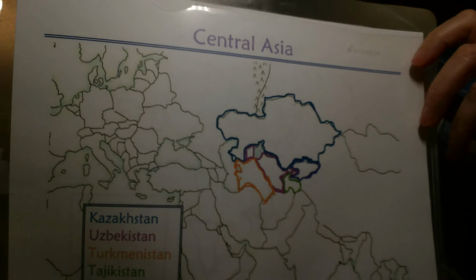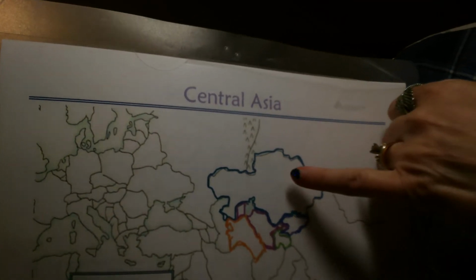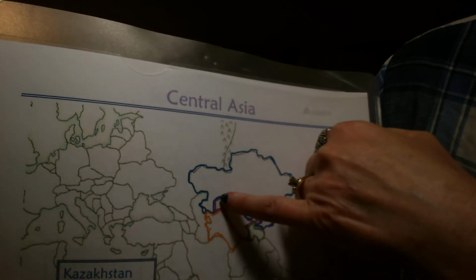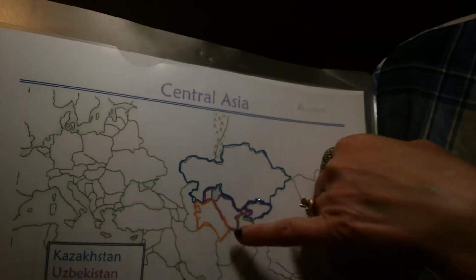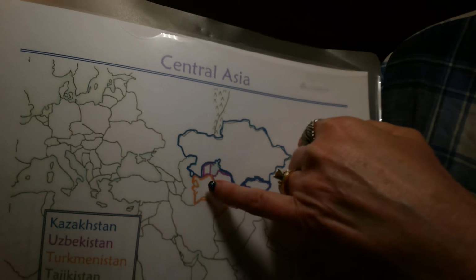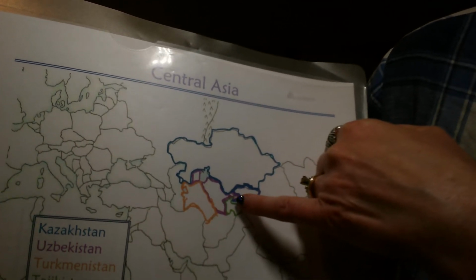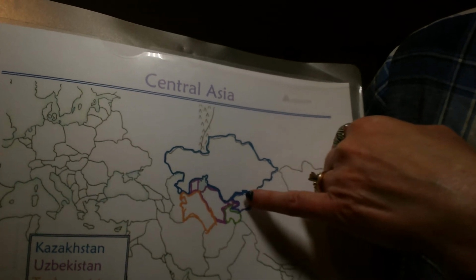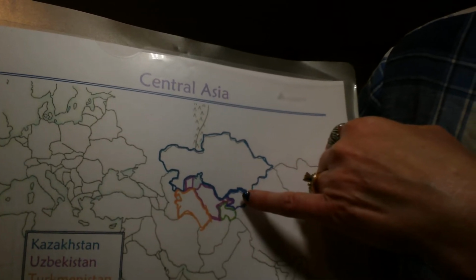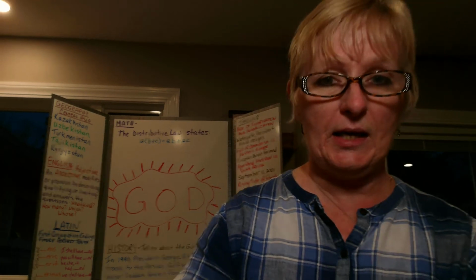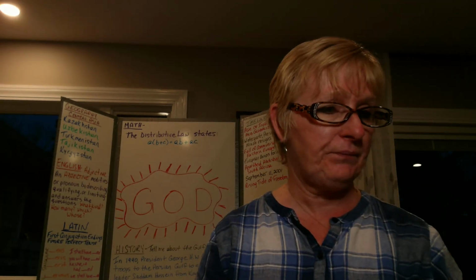I'm going to come over here. All right? So we've got Kazakhstan, Uzbekistan, a little one right in there, Turkmenistan, Tajikistan, and this little blue one is Kyrgyzstan. Okay? Do it on your colored maps a few times and do it on your black and white and just practice how to say those names, right? Because they're a little funky.